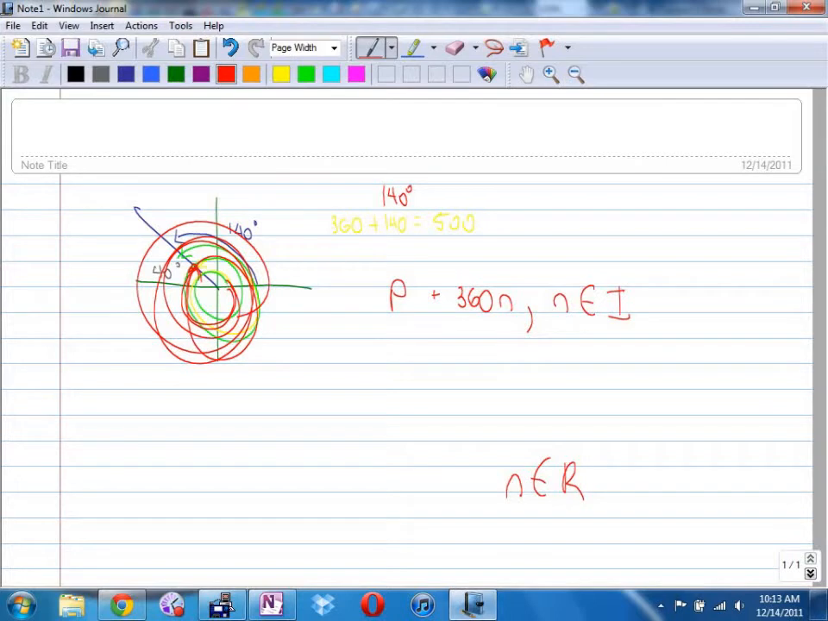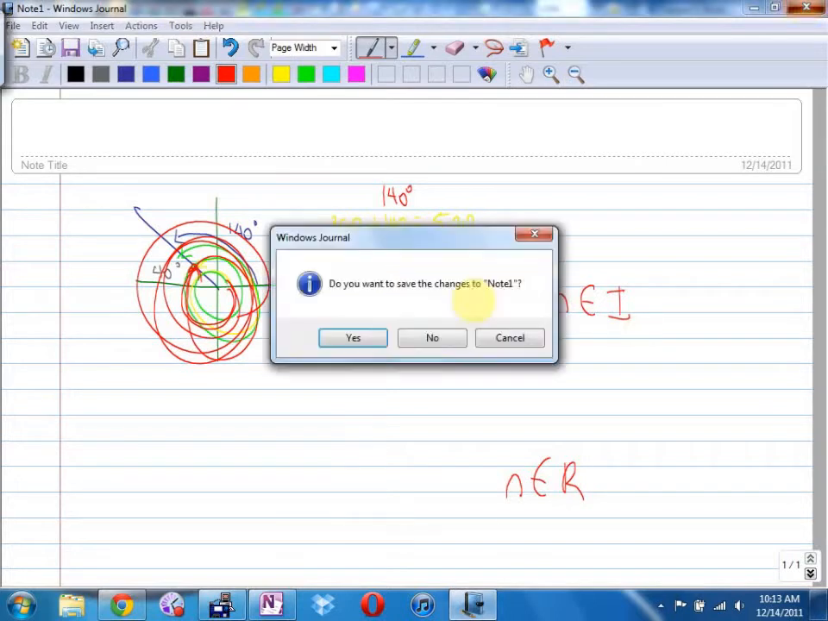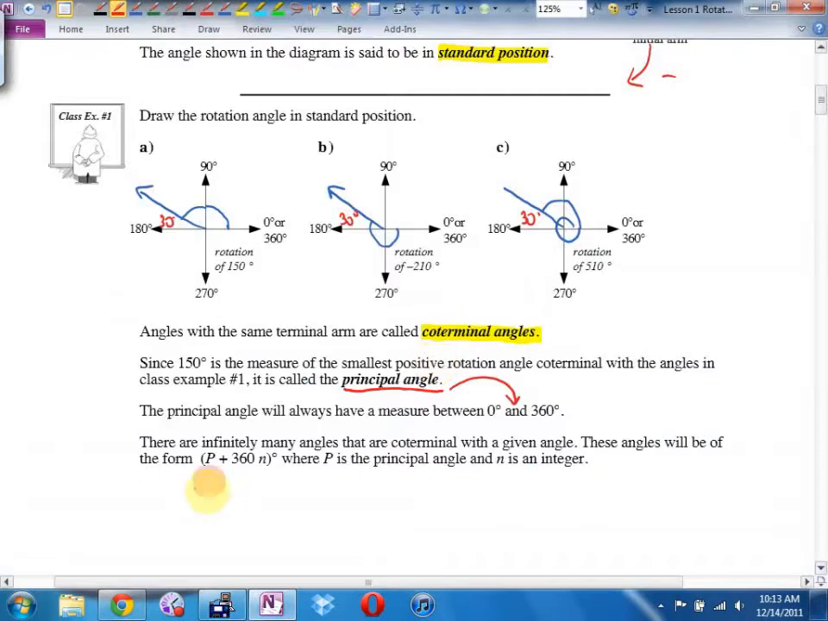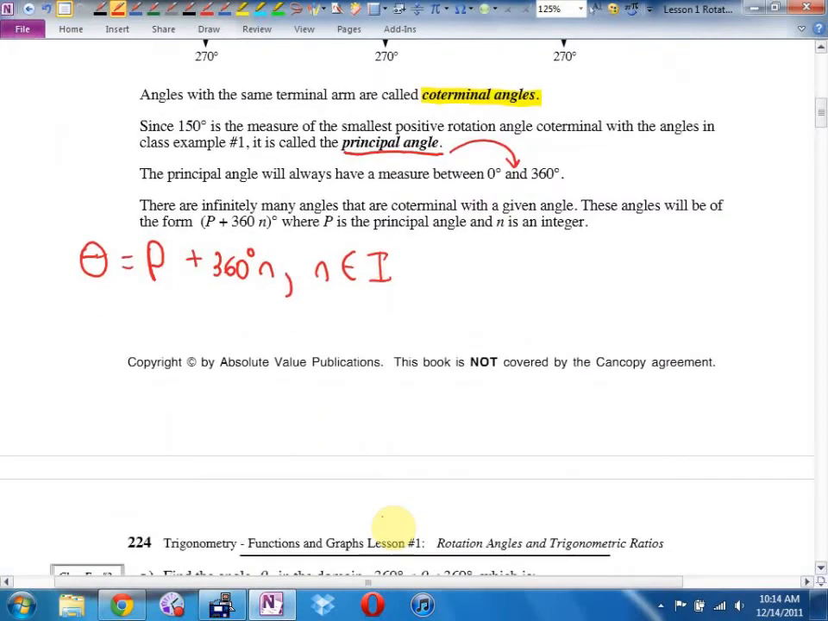So if I want to find every single angle theta, it's the principal angle plus multiples of 360 degrees, where n is an integer. It's easier to do than to write. That's the fancy schmancy me being fussy formula. It's really easier just to do it. Next page.